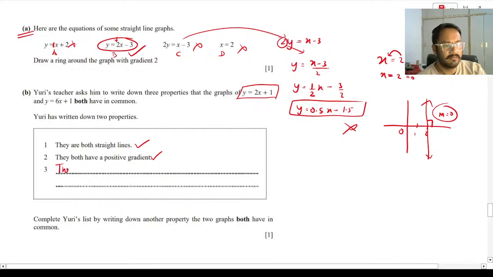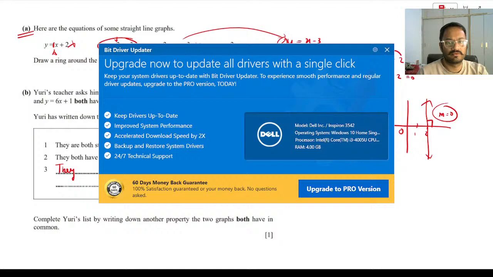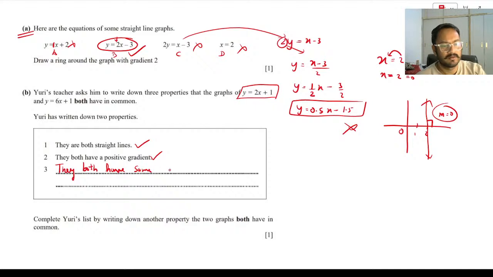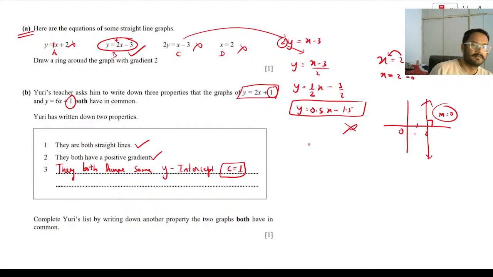They both have, means both the equations, they both have the same y intercept, that is c equal to 1. So both the equations have c as common because they both are crossing from the same point. Okay, so we got the answer.